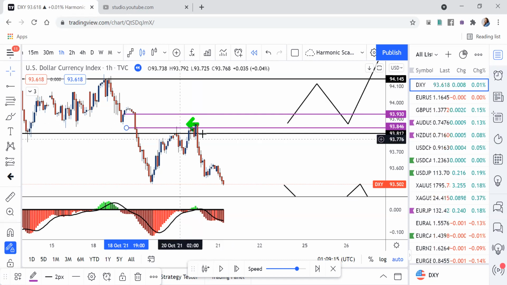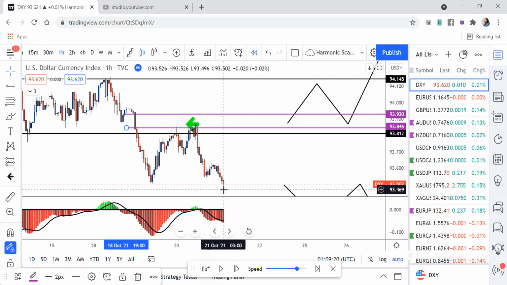In other words, we sold high. So we were able to participate in the entire move. And that's how I want you guys to trade. Right? That's how I want you guys to trade.